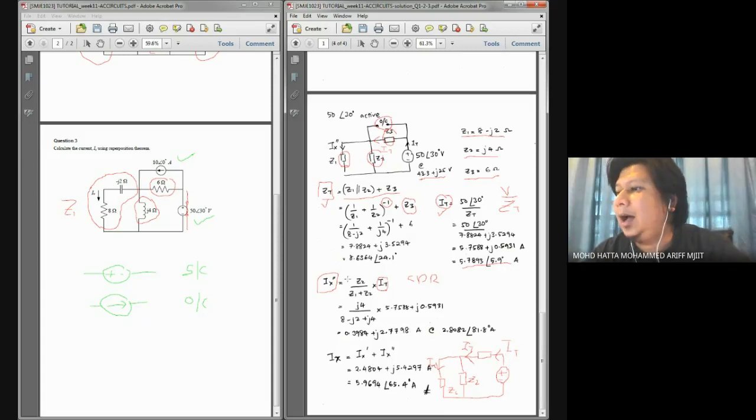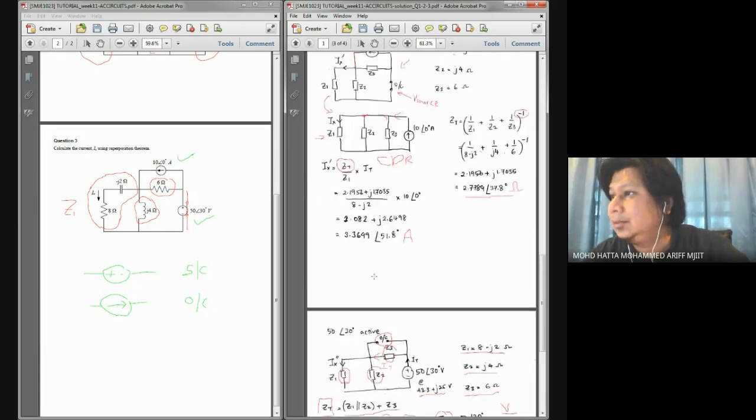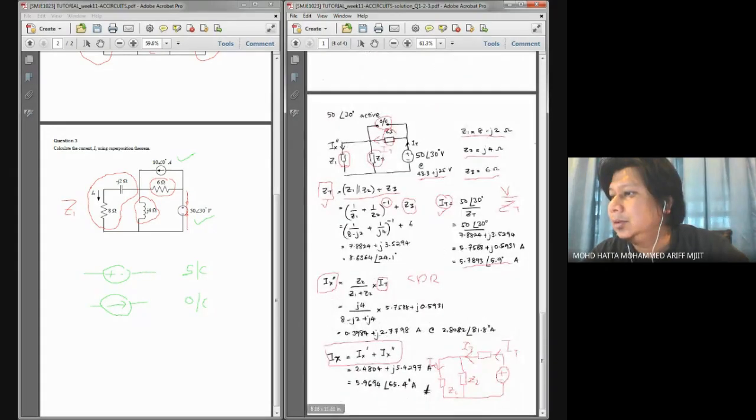Ix double prime can be calculated using this equation, and at the end, you should combine your Ix as Ix equals Ix prime plus Ix double prime, the one that you calculated earlier, and also the one when the 50 with the angle of 30 degrees voltage source is active. So that is the solution for question number 3.